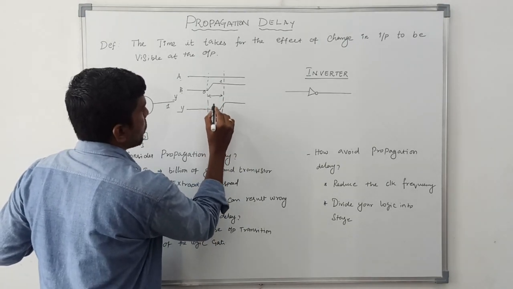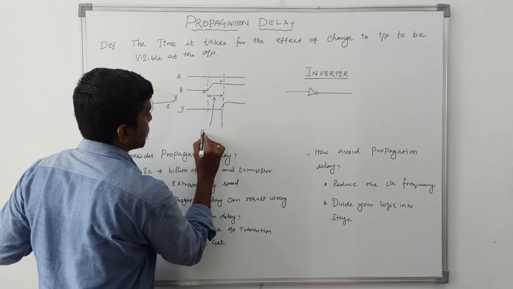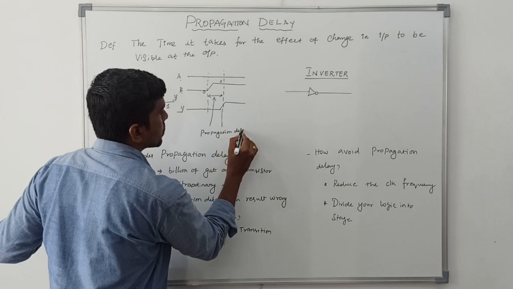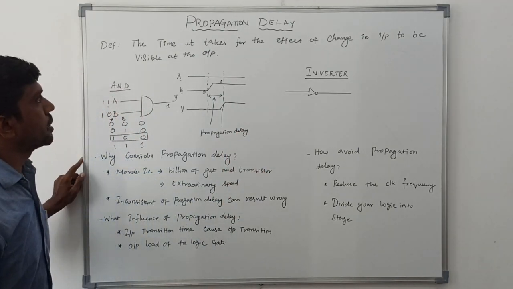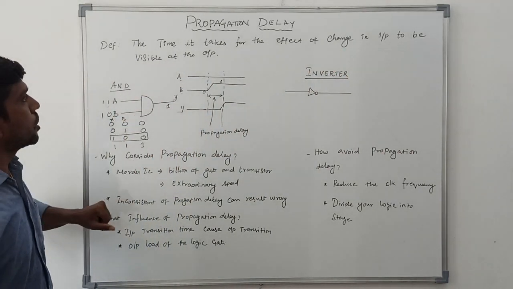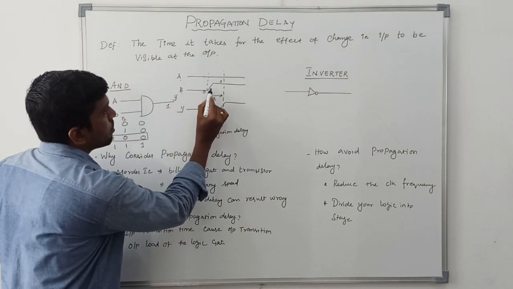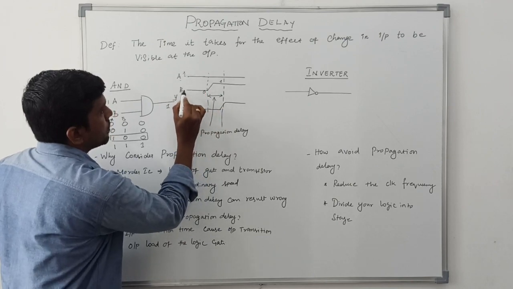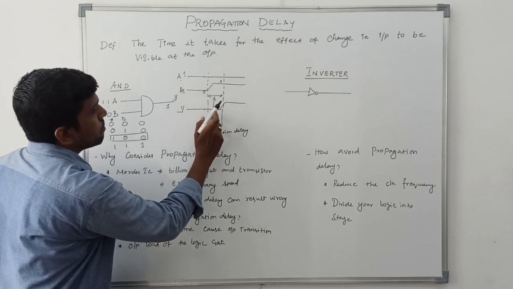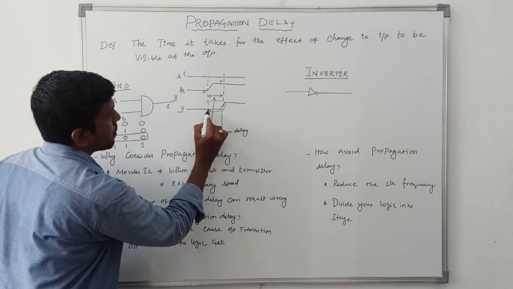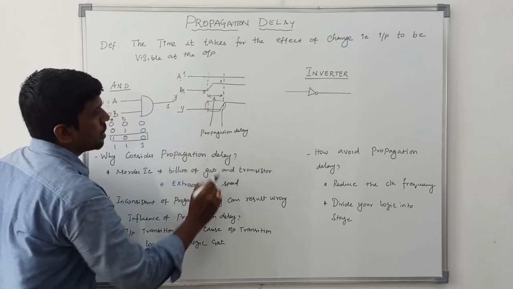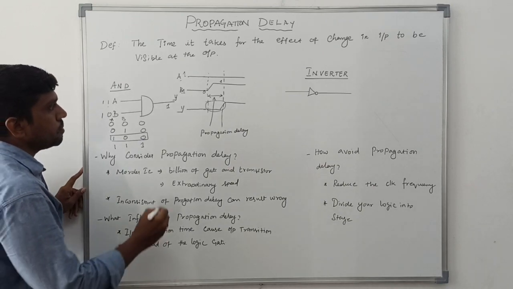So this portion is called the propagation delay: the effect of the change in input being visible at the output. Here the input is 1 1, so after changing this input value, it becomes visible at the output. The time required to become visible at the output, this particular time delay, is called the propagation delay.